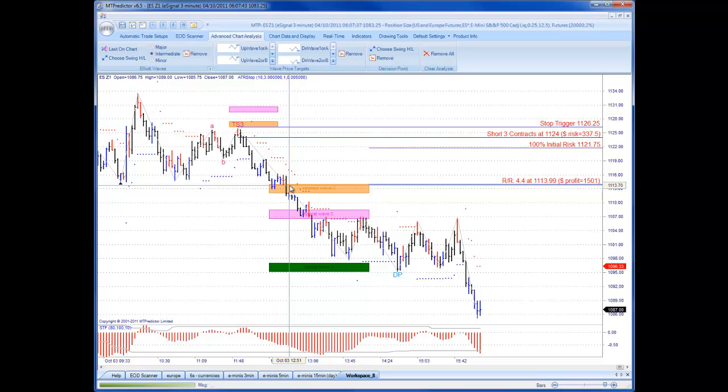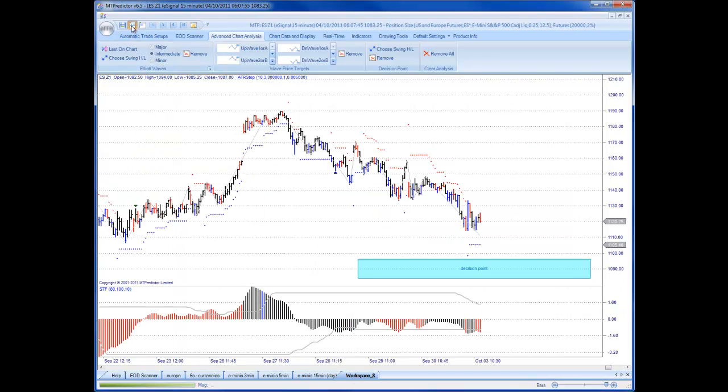to this level here, which is about 1113. The question being is, could it go any further? Well, if we look at the 15-minute chart, where's 1113? It's about there. So if you're sitting about there, you knew that there was major support a lot lower.